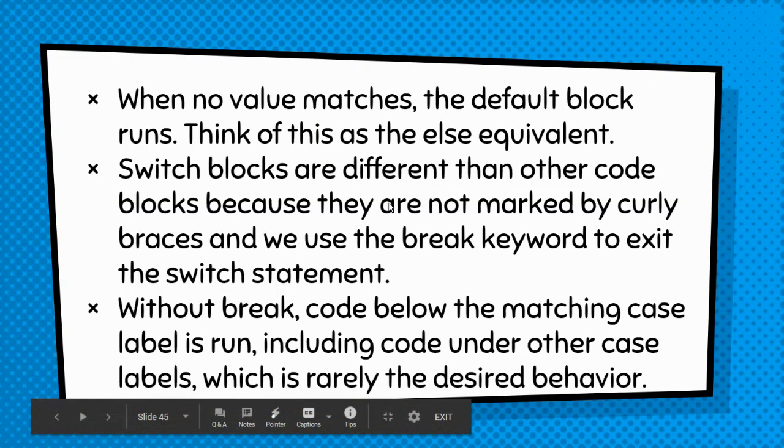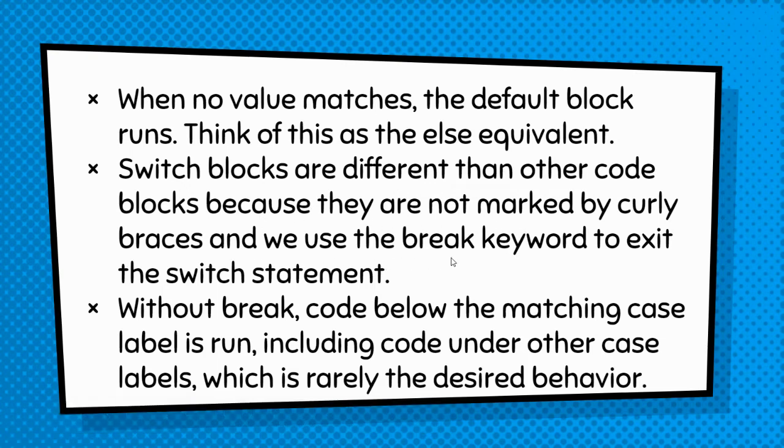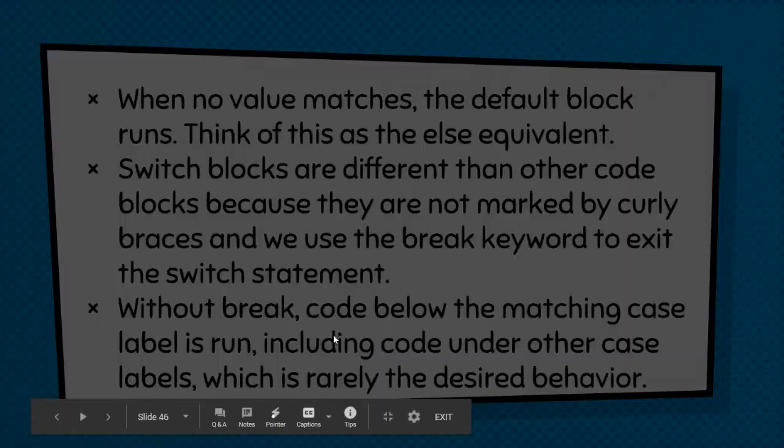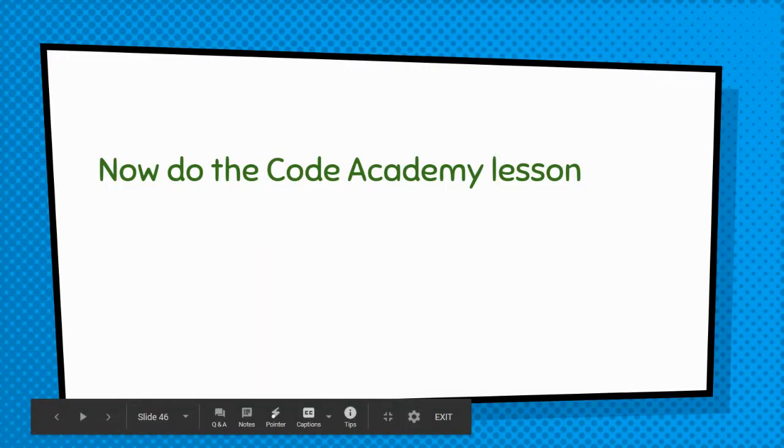Switch blocks are different than other code blocks because they are not marked by curly braces. And when we use the break keyword to exit the switch statement, so we basically use the break keyword instead of curly braces. Without a break, code below the matching case label is run. So we saw that when we got rid of the break, things ran that we didn't want to run. Okay, now let's do the CodeAcademy lesson.